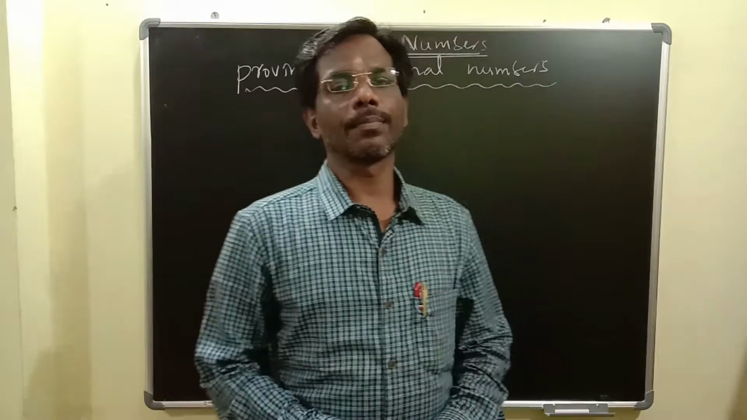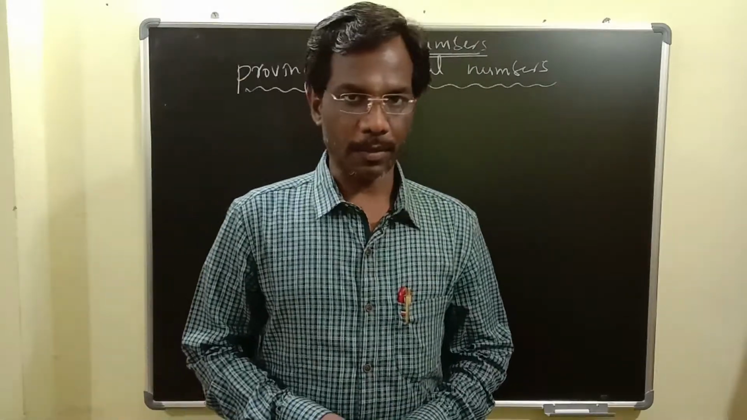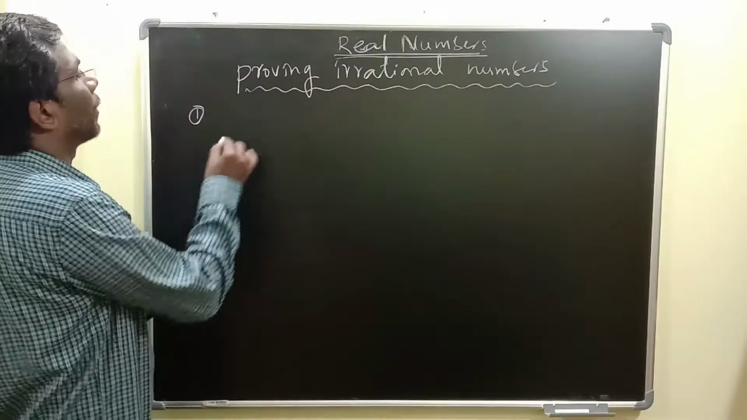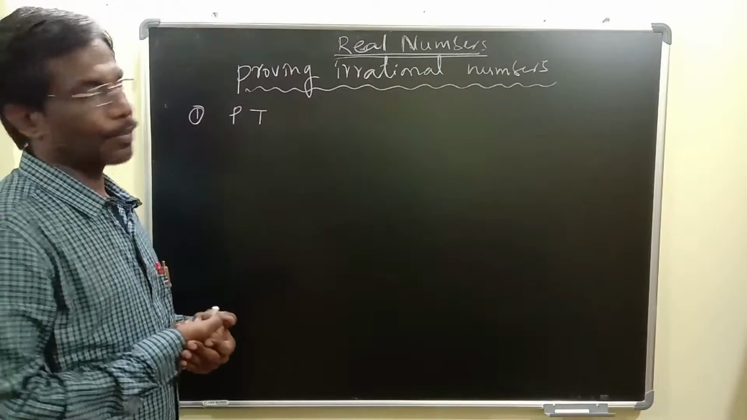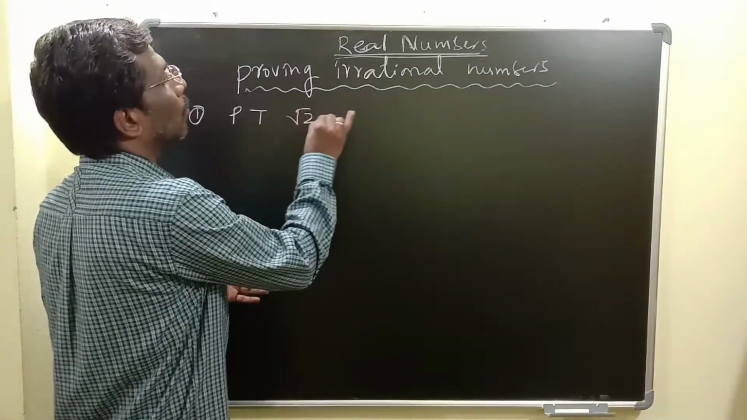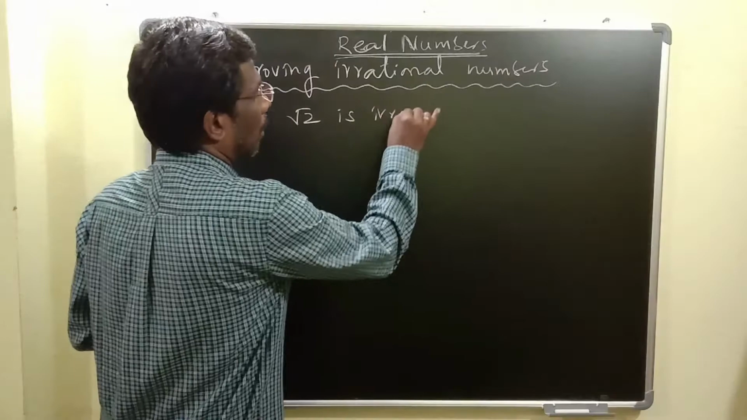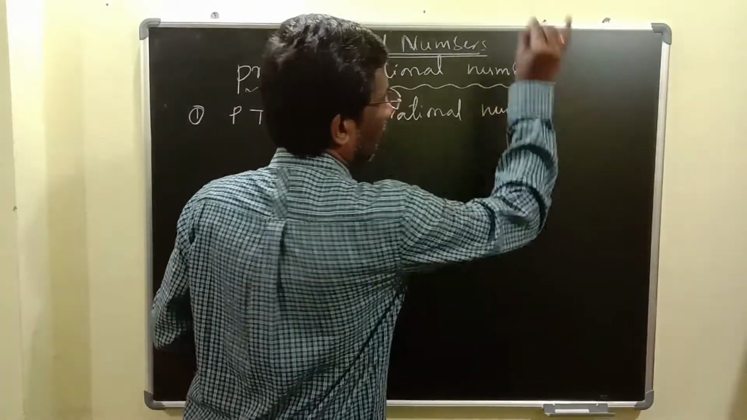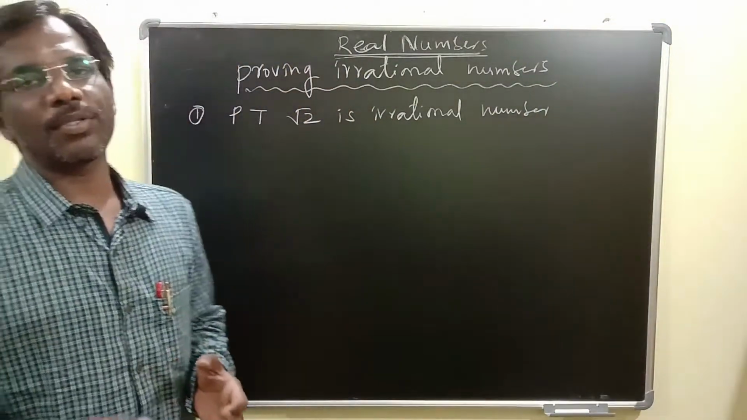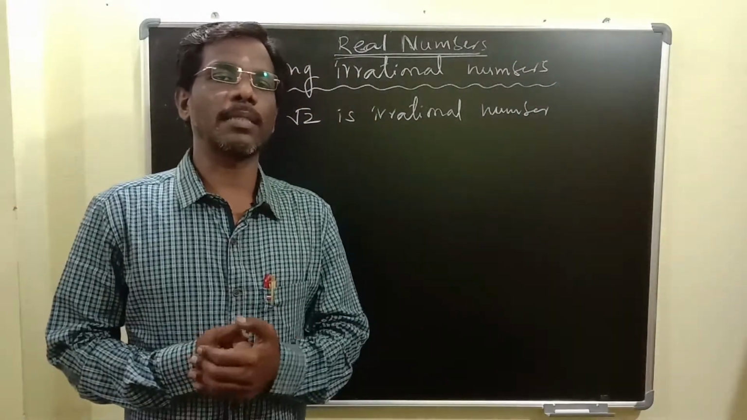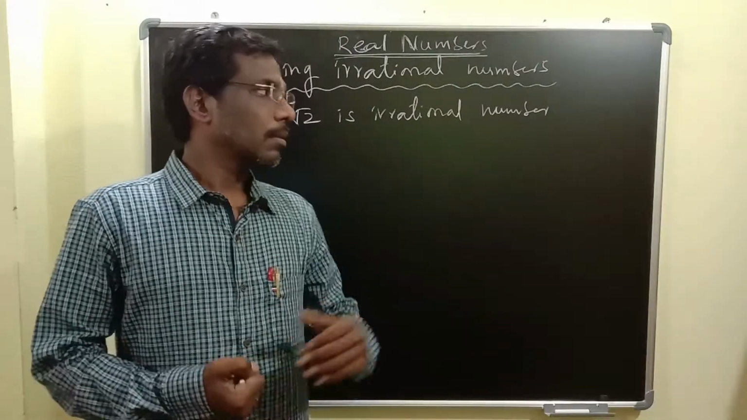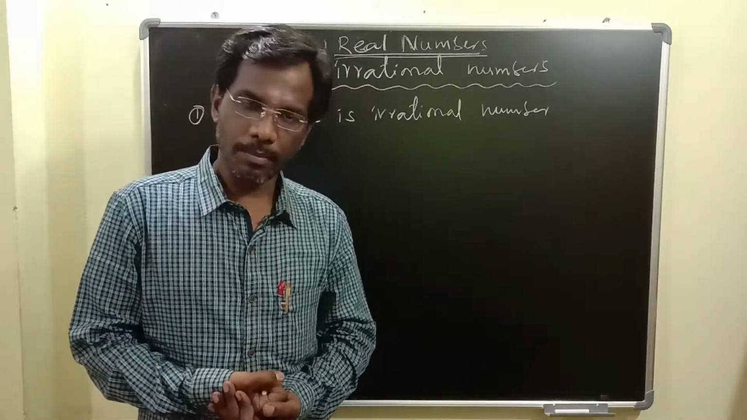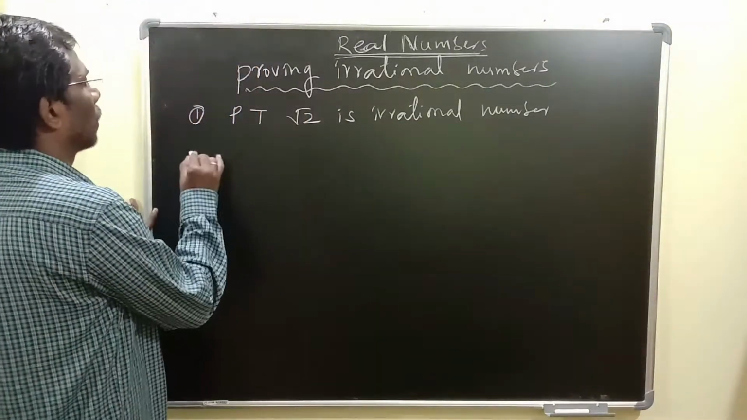Now the topic is proving irrational numbers. First I am taking: prove that root 2 is an irrational number. The proofs are of two types: one is the direct proof and the second one is the indirect proof. This problem I am going to show you by the indirect type of proving. Solution.